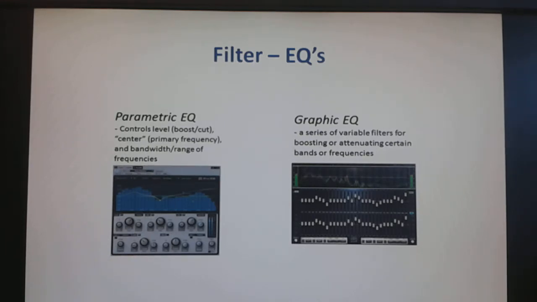equalizers, and the first type is the parametric equalizer, which will control the level and the center, which is the primary frequency around which you are equalizing, and then a band, a range of frequencies. And the other type of equalizer is the graphic equalizer, which is basically a series of variable filters for boosting or attenuating certain bands of frequencies.